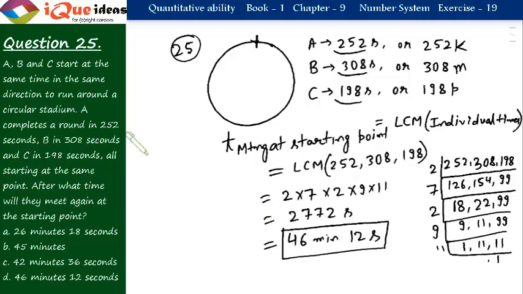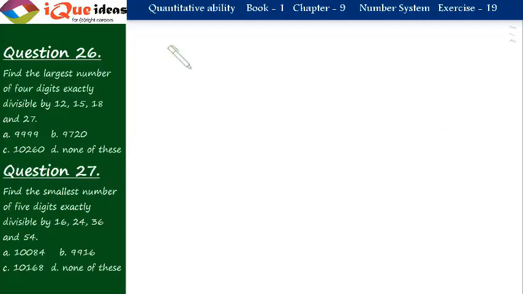Now let's take a look at the next question, question number 26. It says find the largest number of 4 digits exactly divisible by 12, 15, 18 and 27. Now, the largest number we need to think about later on. First, find the smallest such number. The smallest such number would be the LCM of 12, 15, 18 and 27.